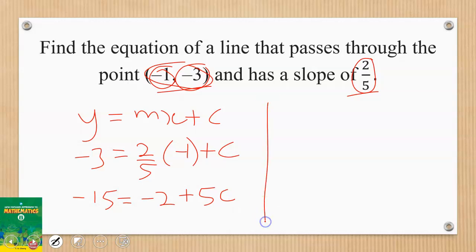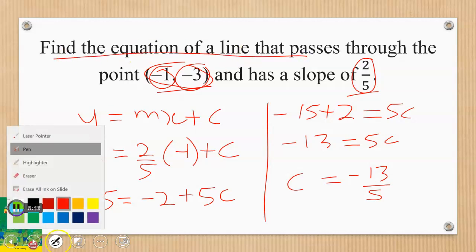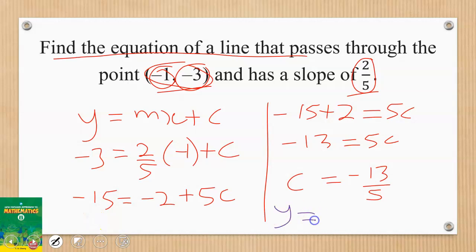Right? Then again, I can further simplify this by grouping like terms. So I can have -15 plus 2 is equals to 5c. Then I can have -13 is equals to 5c. So dividing both sides by 5, c becomes -13 over 5. And so the question is find the equation of the line. So the equation of the line therefore becomes y is equals to the gradient, which is 2 over 5 x, minus the constant, which is 13 over 5. And so that becomes the equation of the line.